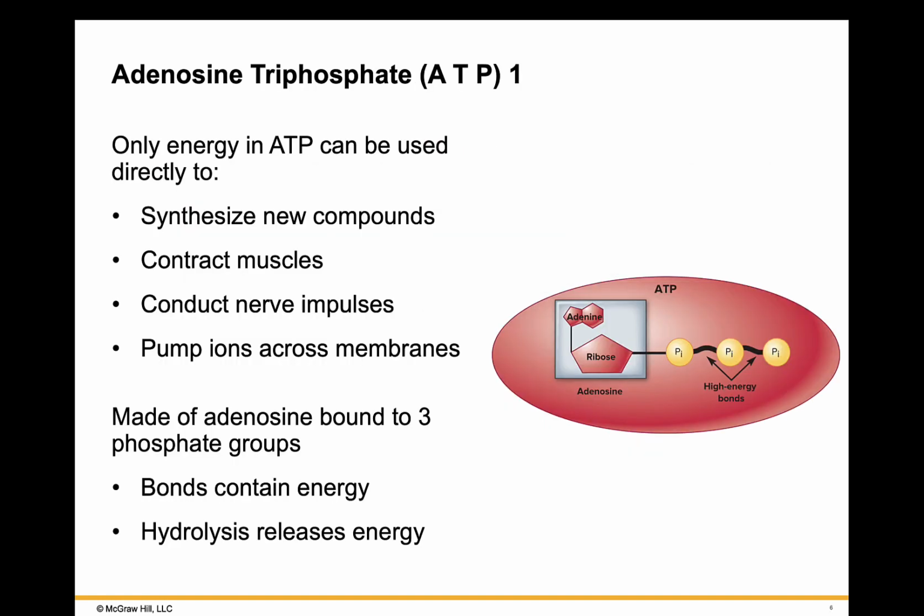Now, you've heard me use the term ATP or adenosine triphosphate. We want to think of this as the cellular energy currency. It is the only energy that can be used directly to synthesize new compounds, conduct nerve impulses, contract muscles, and pump ions across membranes. It is made up of adenosine bound to 3 phosphate groups, and those phosphate groups contain high energy. And it is the hydrolysis of ATP which actually results in the release of energy.